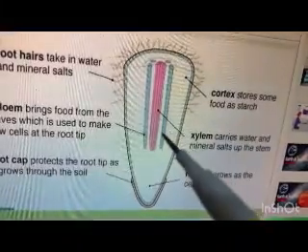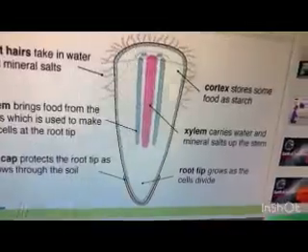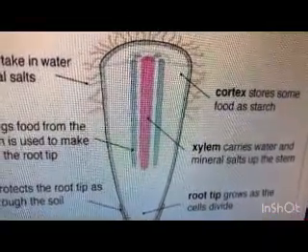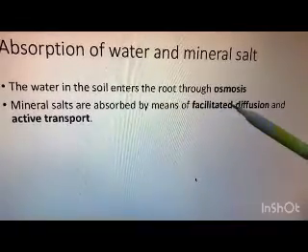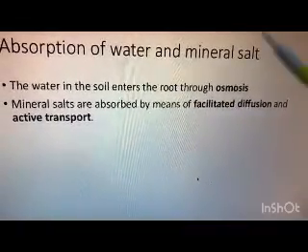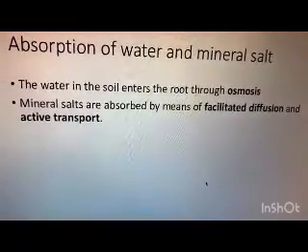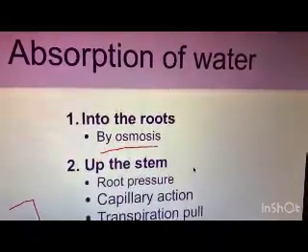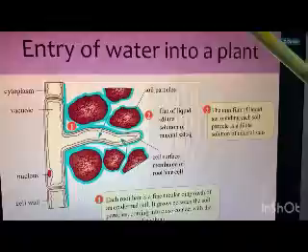The xylem carries the water and mineral salts up the stem. The cortex will store some food as starch. The water in the soil enters the root through osmosis, as we have discussed earlier. Mineral salts are absorbed by means of facilitated diffusion and active transport. Absorption of water into the roots by osmosis: entry of water into a plant.